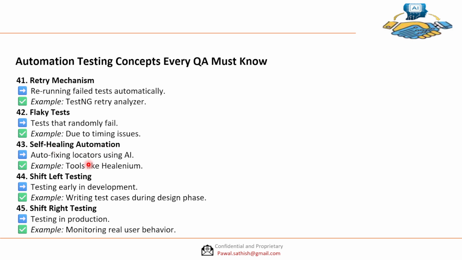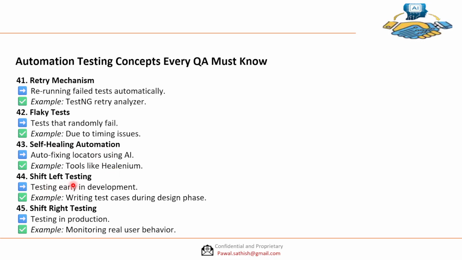For example, when we develop the script and use some id, and the developer changes that id because of a code fix or any other reason, our automation script, through AI, will identify the nearby locators, and our script will not fail just because the locator id changed. That is the mechanism, or we can use tools like Selenium. That is called self-healing automation.